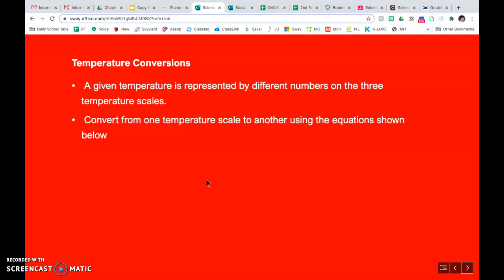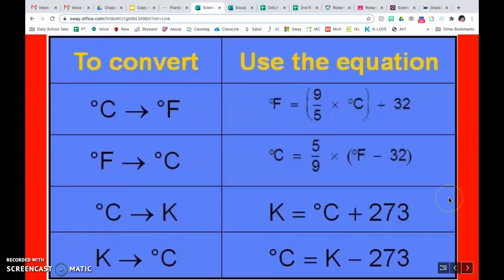So now we're going to deal with energy or temperature conversions like we did with our energy conversions. So a given temperature is represented by different numbers on the 3 temperature scales that we just looked at. And of course, you can convert one temperature scale to another, and you would use these equations to do that. I'm not going to make you memorize the equations, but just know that it is possible to convert any temperature to another one.